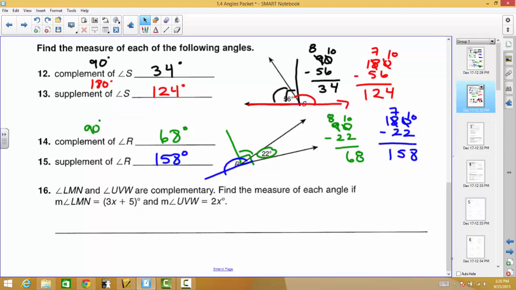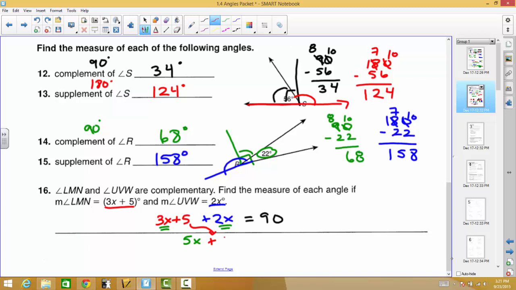And in 16, it says the measure of angle LMN and UVW are complements. Find the measure if one of them is 3x plus 5 and the other is 2x. So we know that in complements they add to give you 90 degrees. So basically we're going to take 3x plus 5 and we're going to add the 2x, and together you should get 90 degrees. So we have this lovely linear problem. So whenever you have something like this, you want to put your like terms together. 3x and 2x is 5x. We're going to bring down the 5 because it's still hanging out there. And we're going to bring down this equals 90.